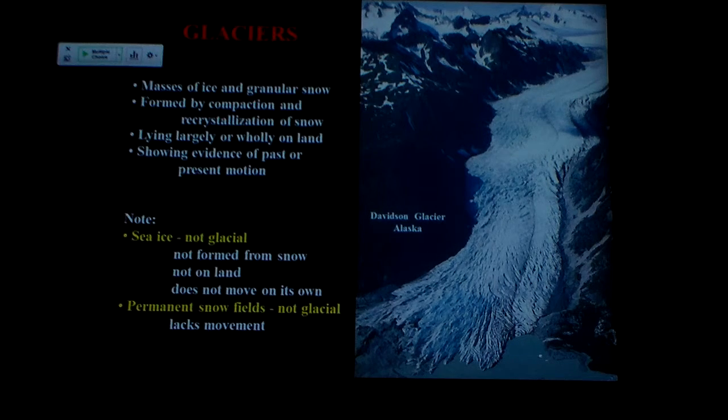The other thing that it's doing is it's moving. And it's usually moving because of gravity. It's flowing downhill under its own weight. Gravity is just driving it along down the slope.